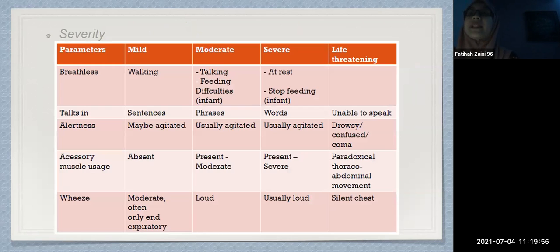In terms of severity, it is basically important to classify patients whether they are having mild, moderate, or severe attack, or in worst case scenario, it can be life-threatening. So the parameters include breathlessness, talking, whether in sentences, phrases, words, or in life-threatening, unable to speak at all, the alertness, the usage of accessory muscles, and wheezing.